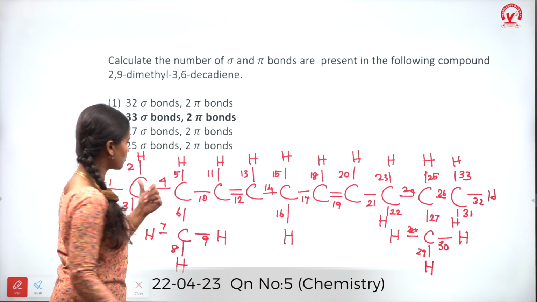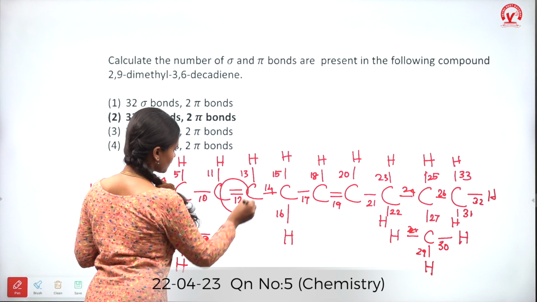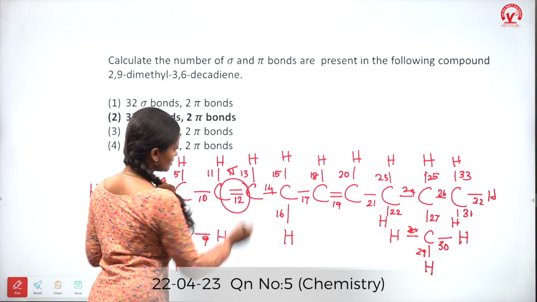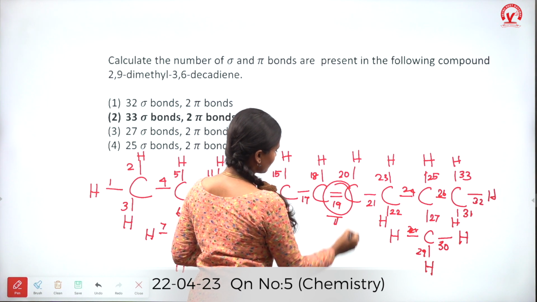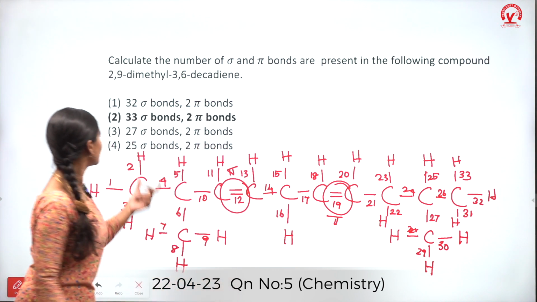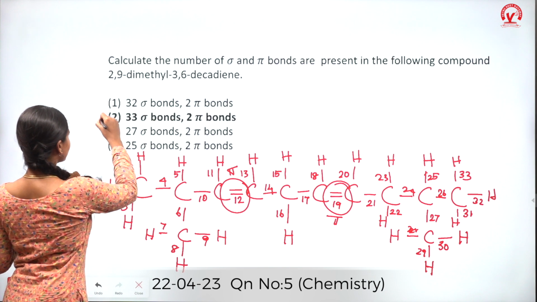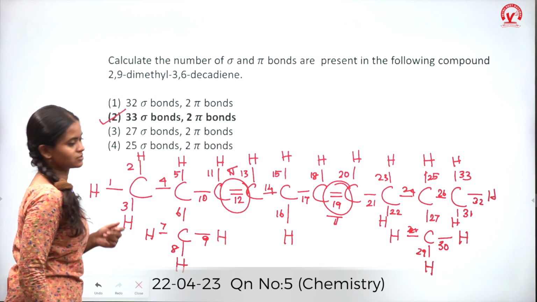Then for the number of pi bonds, here 1 pi bond is present, and this portion also has 1 pi bond. So the number of pi bonds is 2. Here option 2 is correct: 33 sigma bonds and 2 pi bonds.